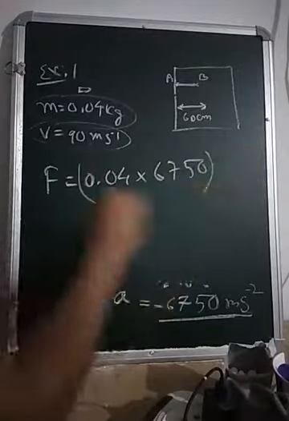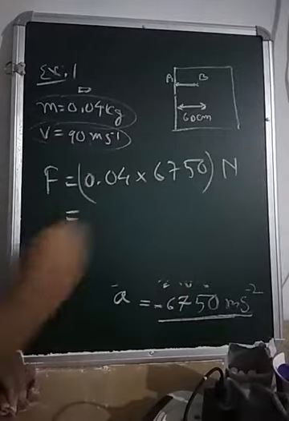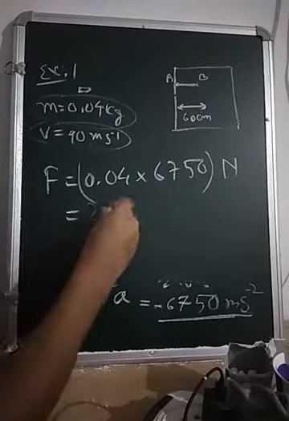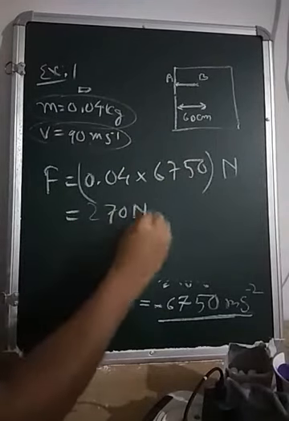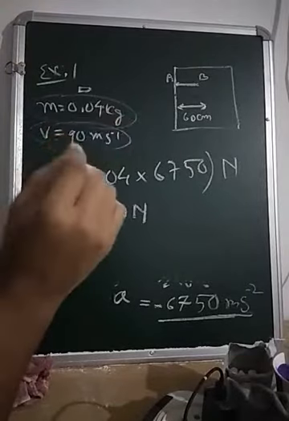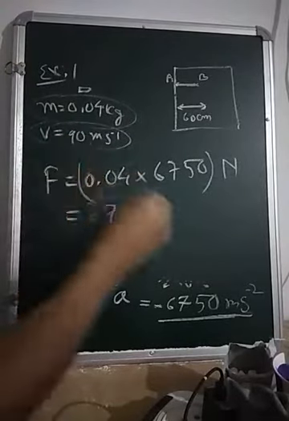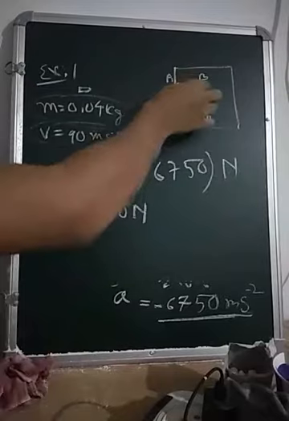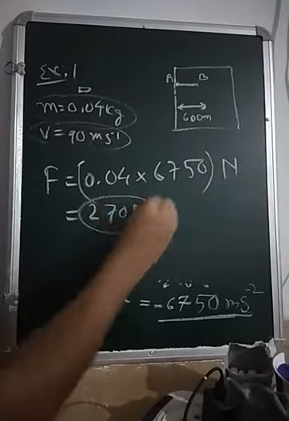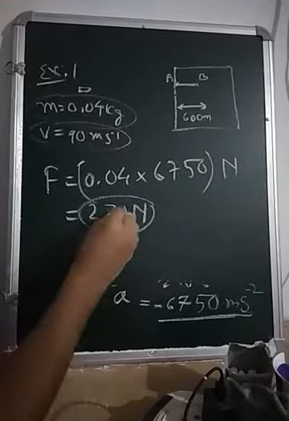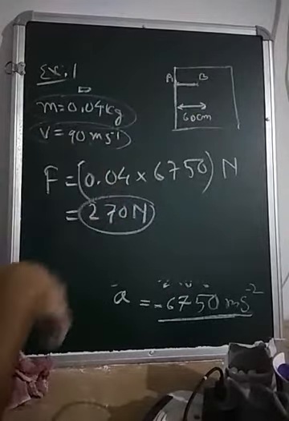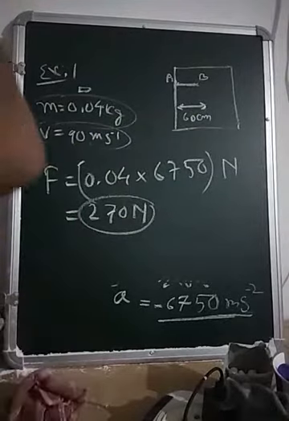6750 Newton. So how much will it be? It will be 270 Newton. So what is the force experienced by the bullet during this pass? This is 270 Newton. So this 270 Newton resistive force is required to stop the bullet by this piece of wood. So this is how we calculate the resistive force.